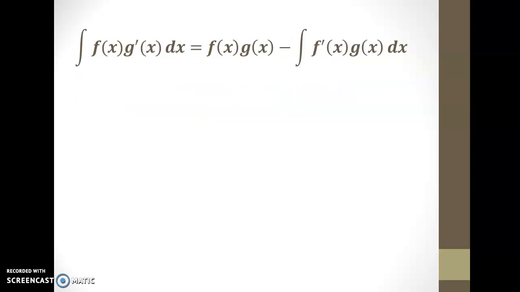Just a reminder of what the integration by parts formula does. It is meant to replace an integral that is usually formed of a product of two functions, I've called them f and g prime, and replaces them by two new expressions, f times g, and a new integral that is formed of f prime times g, hopefully easier than the one we started off with.